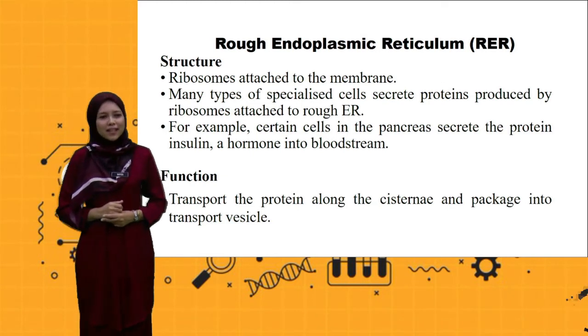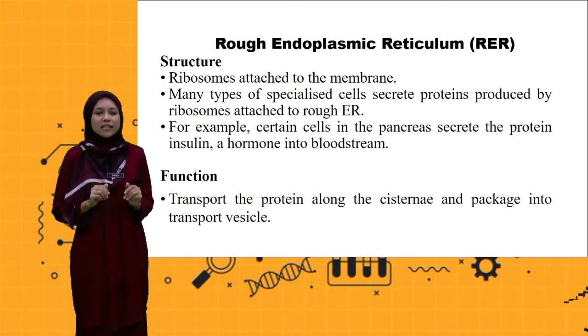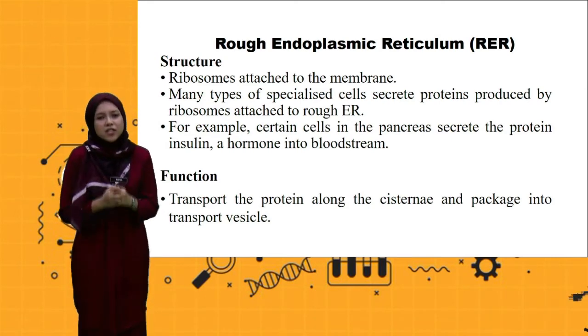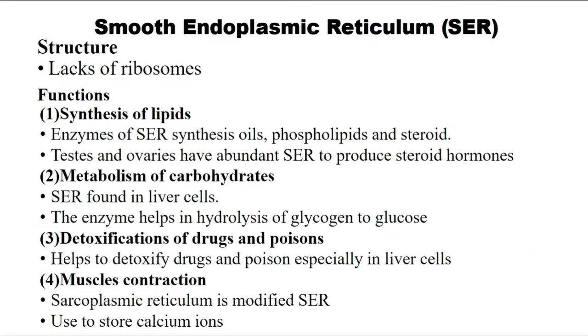Take note, my student, the main function of RER is to transport the protein along the cisternae and package them into the transport vesicle. Next is smooth endoplasmic reticulum. Look at the structure. It has no or lacks ribosomes. There are 4 important functions of smooth ER. First, synthesis of lipid. Enzymes of SER synthesize oils, phospholipid, and steroid.